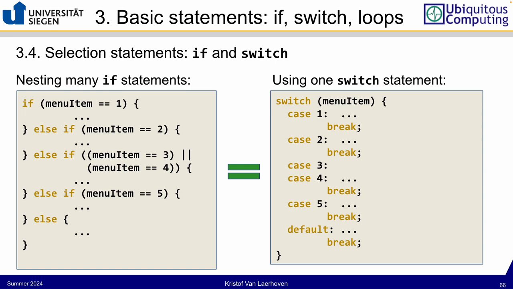We can also use a switch statement. Instead of saying if this is true or false, then do that, else if this is true or false, then do that, else if this or that is true or false, do that, we can actually create a hierarchy. That is nice, but for this particular application where a menu item can only be 1 to 5, for instance, it is so much easier to create a switch statement. But it's exactly the same.